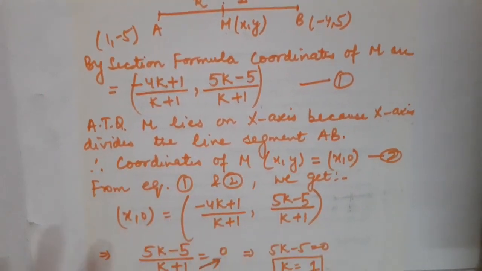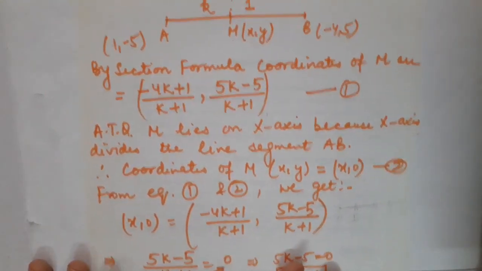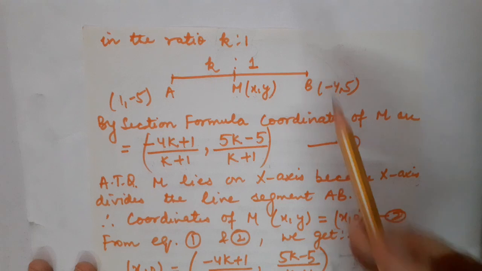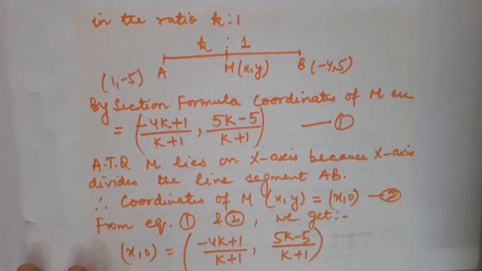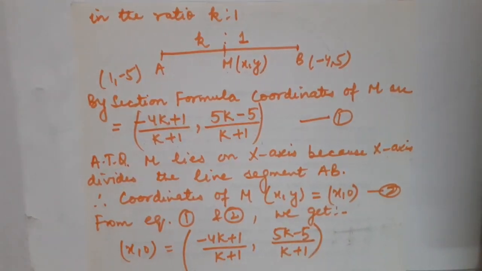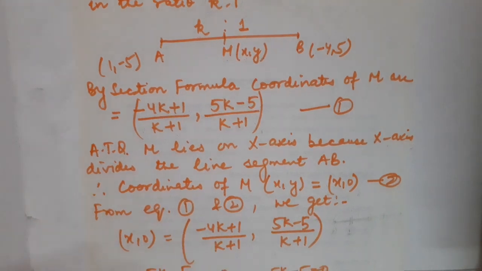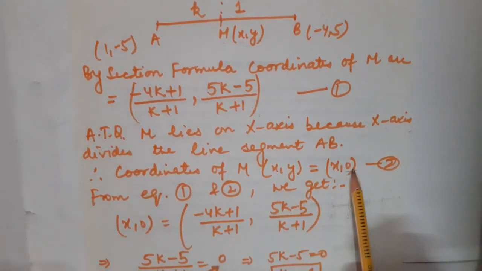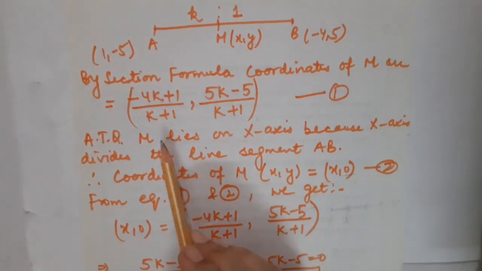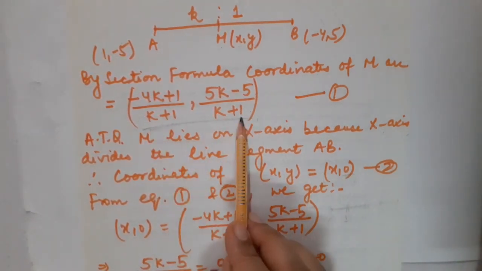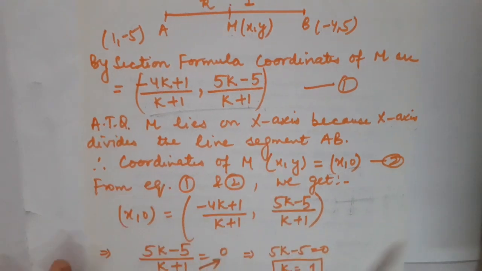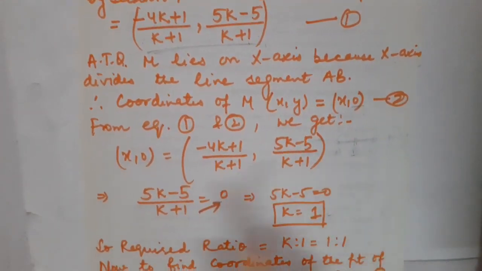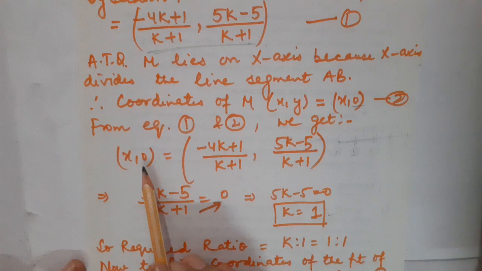Correct, children? So children, as you know that M, this point of division, lies on x-axis, and if x-axis is going to divide the line segment and that point lies on it, it means the coordinate of point M must be (x, 0). Why? Because I told you that on x-axis y will be equal to 0. And using the section formula, I have just calculated the coordinate of point M. But as it lies on x-axis, the coordinate will be (x, 0). Correct?